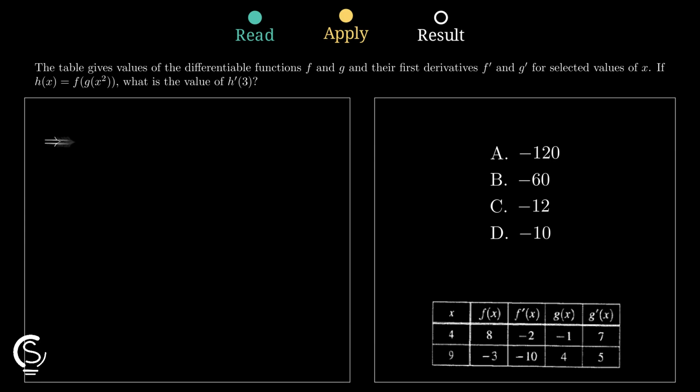Next, we plug in 3 for x. This gives us f prime of g of 9 times g prime of 9 times 6. Now we just pull values from the table.